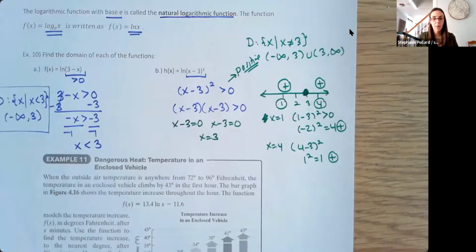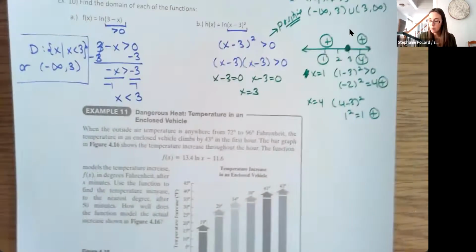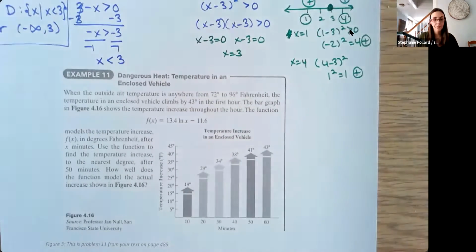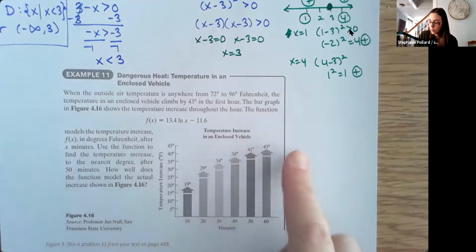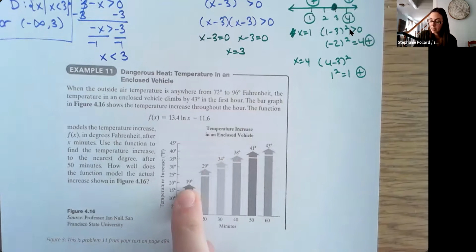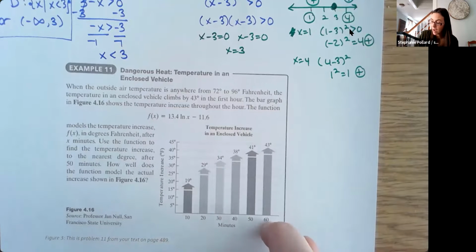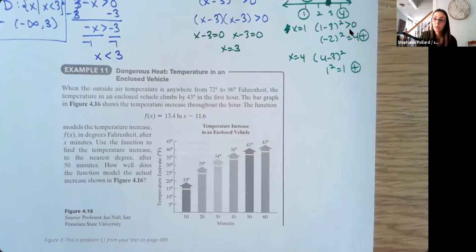And let's do one example for an application for now with natural log as well. When the outside air temperature is anywhere between 72 and 96 degrees Fahrenheit, the temperature in an enclosed vehicle climbs by 43 degrees in the first hour. And the bar graph shows the temperature increase throughout the hour. So this is your temperature increase. Within 10 minutes, the temperature in the car goes up 19 degrees, and then 29 degrees, 34, and so on, where at the end of the hour, the temperature in the car has gone up 43 degrees.